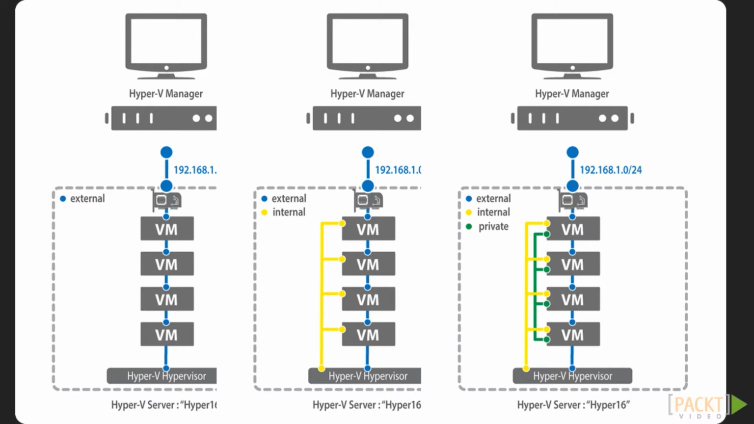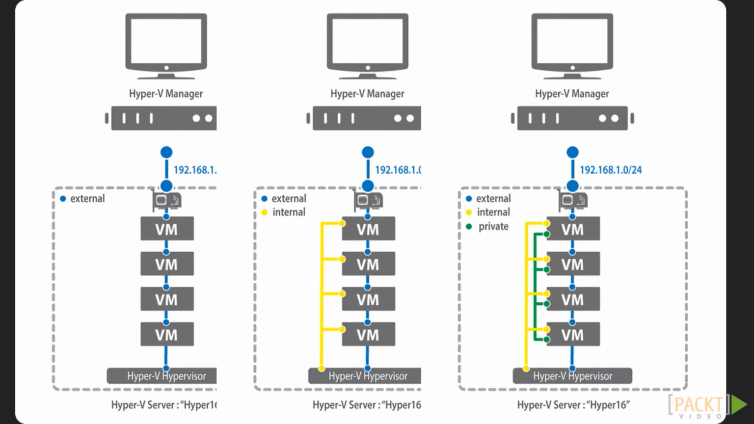In an external network, virtual machines on the same physical server can still communicate with each other internally, if you will, but they can also communicate with entities outside of the physical Hyper-V server. This network can also be used by the management operating system or the Hyper-V hypervisor.